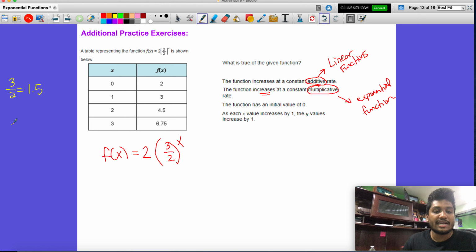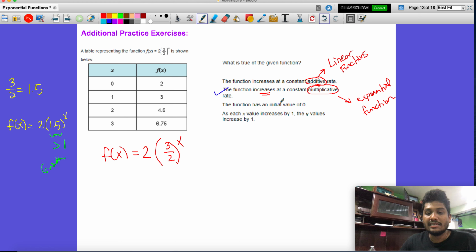And so this actually becomes f of x. Another way to write this is 2 times 1.5 to the x. And remember that if this number is greater than 1, which it is, because 1.5 is definitely greater than 1, this would be a growth, so it'll be increasing. Okay, that's another like technical way of thinking about it. All right, so this is for sure going to happen.